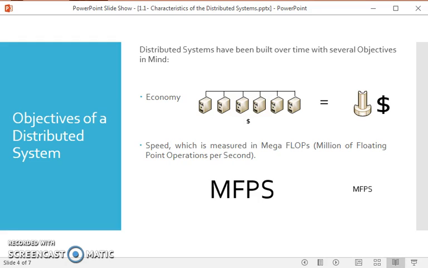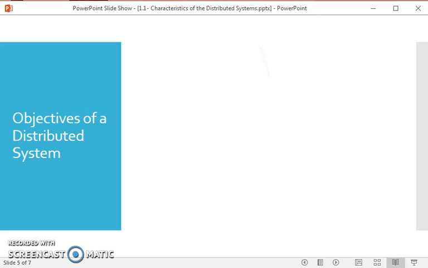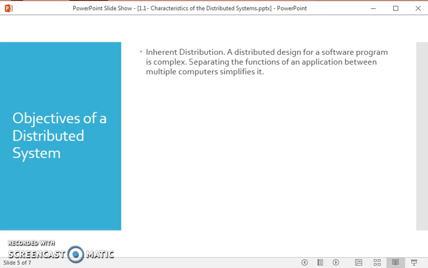But there is more. There are more objectives for a distributed system. The next one is inherent distribution. Basically, it means that a distributed design for a software program, which is normally complex, can become easier to understand and easier to design, basically by separating the functions of that application between multiple computers that work together connected between them. So that inherent distribution becomes something easier to achieve basically just by putting together multiple computers. Then we have another objective.